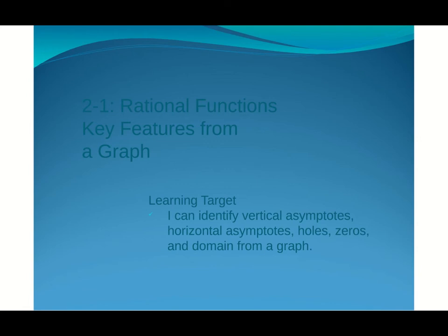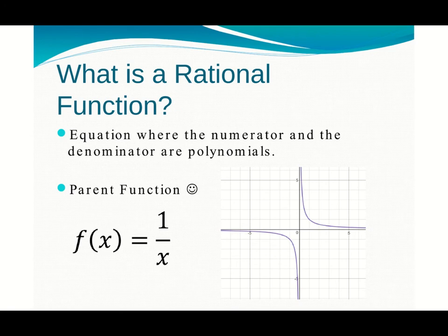So by the end of today's lesson, your goal is to be able to identify vertical asymptotes, horizontal asymptotes, holes, zeros, and domain from a graph. So let's start by taking a look at its parent function. So a rational function is an equation where the numerator and the denominator are polynomials. For now, everything we're going to look at is going to be a rational function, and we'll get into what a polynomial is later in the year.